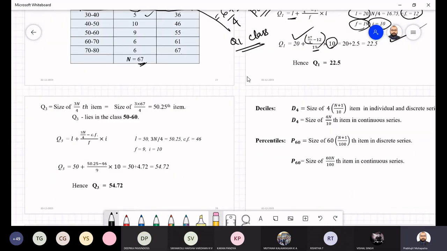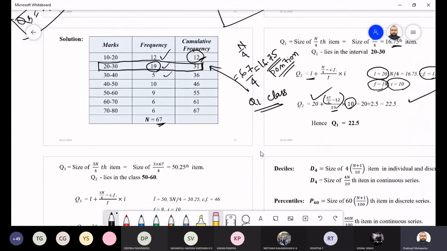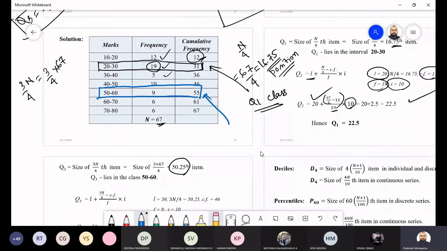Similarly, you can calculate Q3 also. What is Q3? First you have to decide what is the Q3 class. So how will we calculate the Q3 class? 3/4 of n. N is 67. What is that value? Value is 50.25. So 50.25 will lie where? Interval 50 to 60. So this class is your Q3 class. This is not Q3. This is just a position, the position of Q3, not the value.